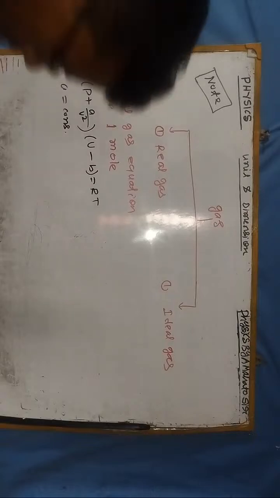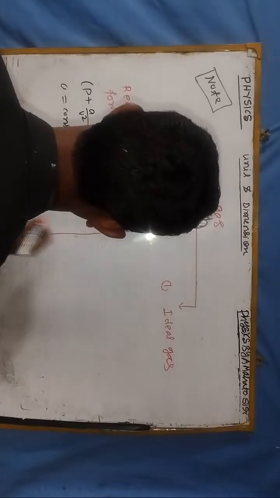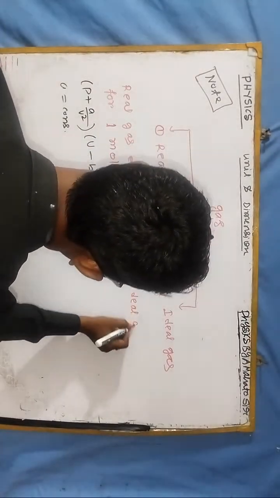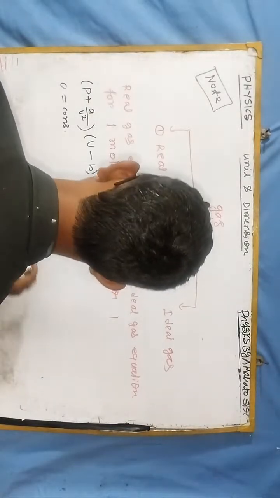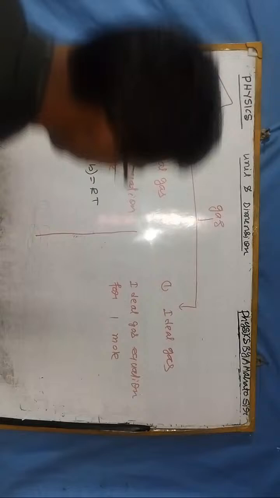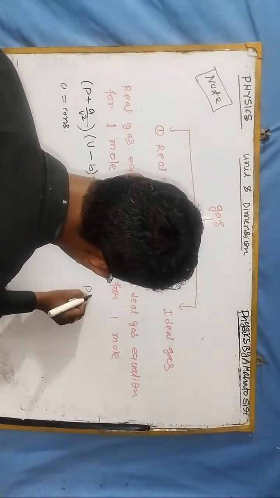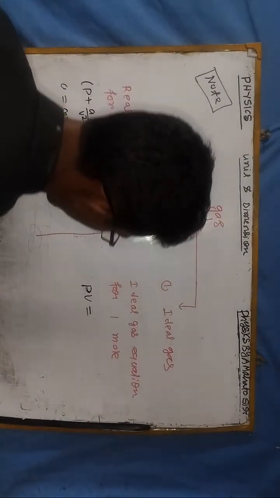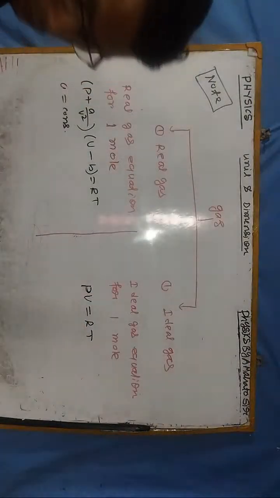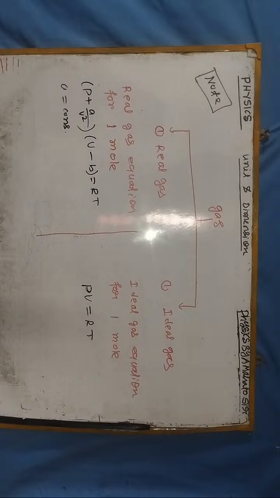Ideal gas equation for 1 mole: PV equal to RT.